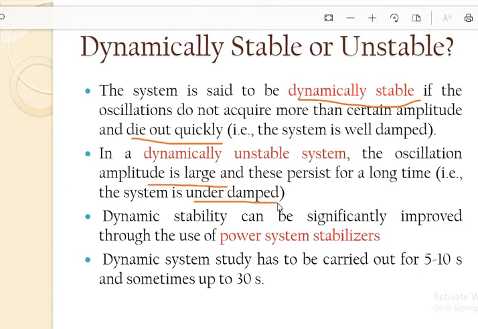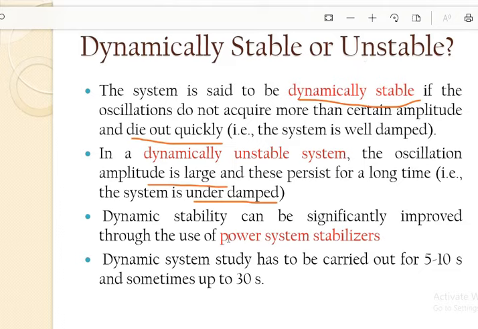You know what damping is, right? If the damping of the machine is good, then oscillations will die out quickly. If the damping is very poor, that means the machine is under damped, the oscillations will not die out quickly. It can cause instability to that system. That type of stability is called a dynamically stable or dynamically unstable system.